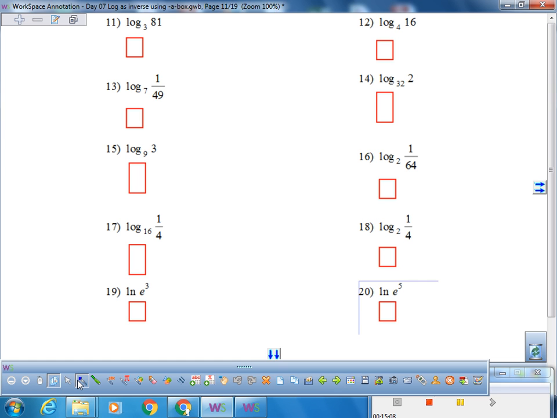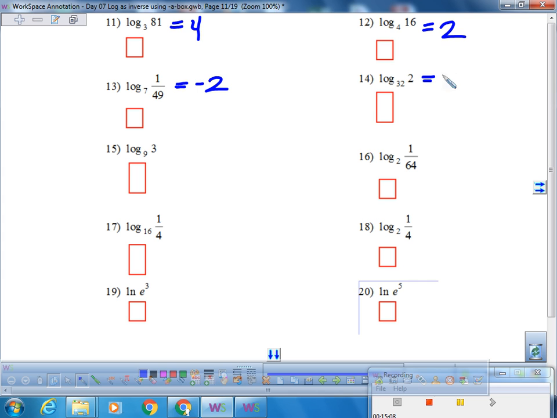Okay. So 3 to the what makes 81? 3 to the 4. 4 to the what makes 16? 2. 7 to the what makes 1/49? Negative 2. Correct? It got bigger, but it turned into a fraction, right? So negative exponents are positive fractions. Okay, 32 to the what makes 2?